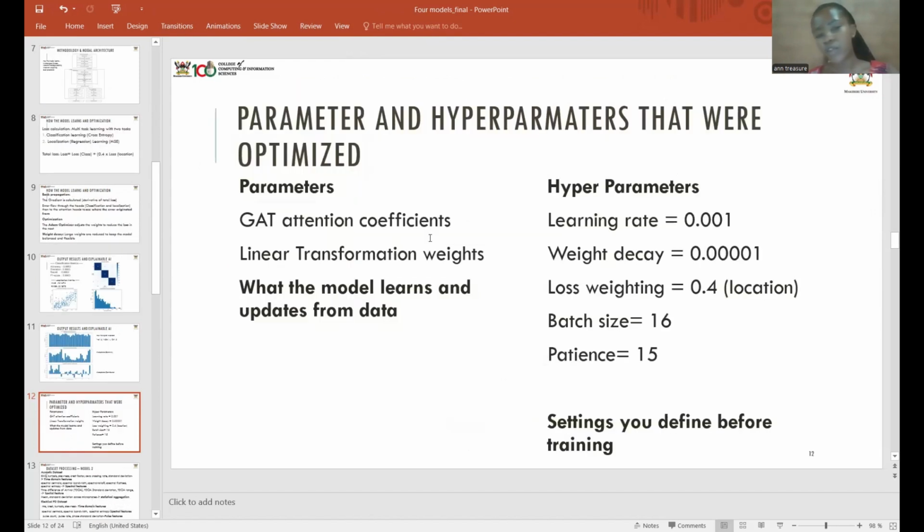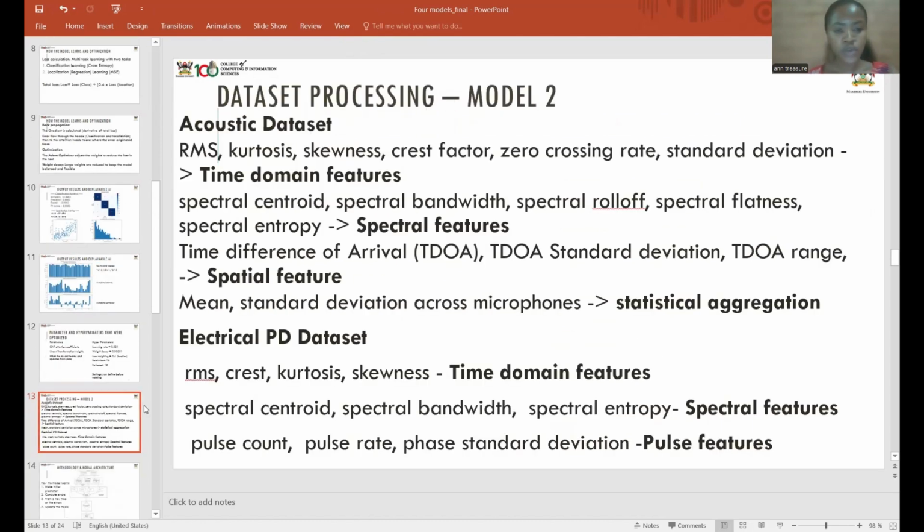So the parameters of this model were the attention coefficients, which are the attention weights given in the attention layer, and then we have the linear transformation weights, which were the weights given in the linear layer that the model learns and updates from the data. Then the hyperparameters, these are parameters that we set ourselves. So we have a slow learning rate, we have the weight decay that we set, we have the loss weighting for the location, and then the patience before you stop training.